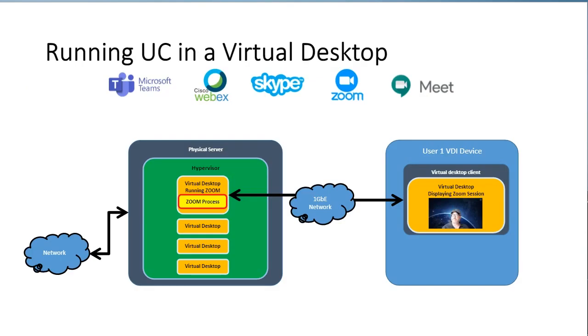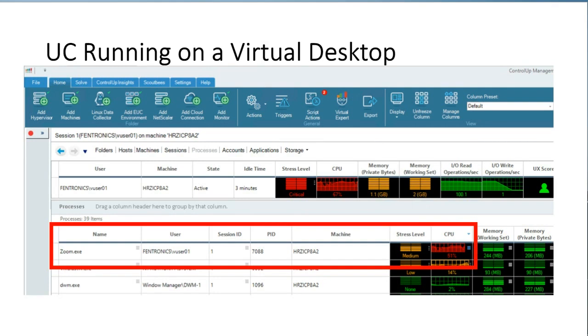Another thing you need to be aware of is unified communications in a virtual desktop. These can kill a virtual machine because they are very CPU intensive and network intensive. So here's a screenshot of Zoom running on a virtual desktop. You can see that it's using about 50% of the CPU capability of that virtual desktop. And like I said, these can just slam them.